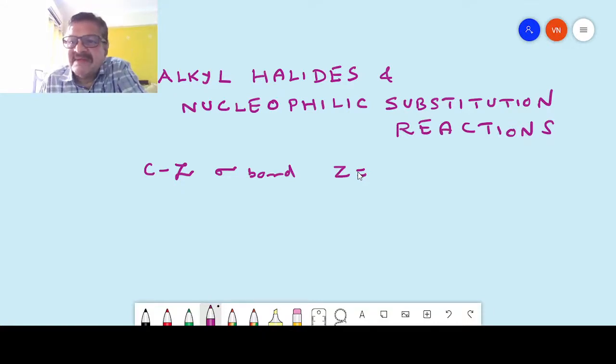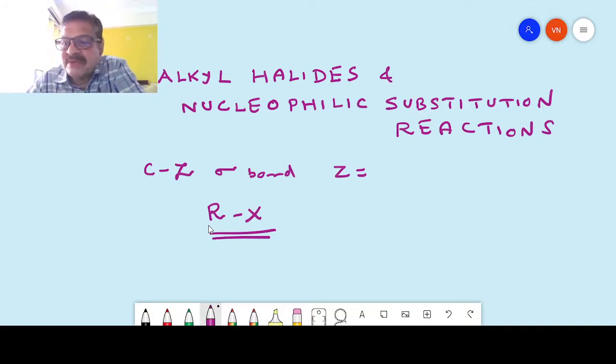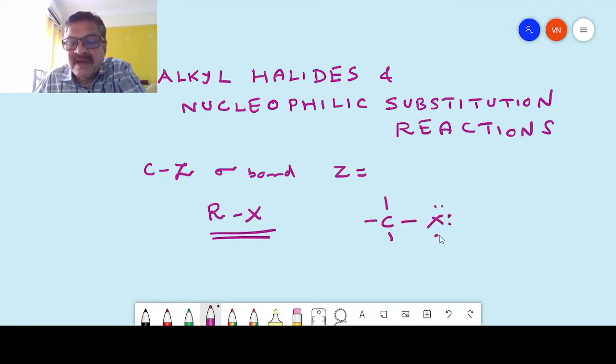So I will explain it with the help of alkyl halides. An alkyl halide is generally written as RX, where R is an alkyl group. It can be a methyl group, an ethyl group, a propyl group, and so on. This contains a carbon atom, and the most important point is that this carbon atom is an sp3 hybridized carbon atom. And this is the halide anion.